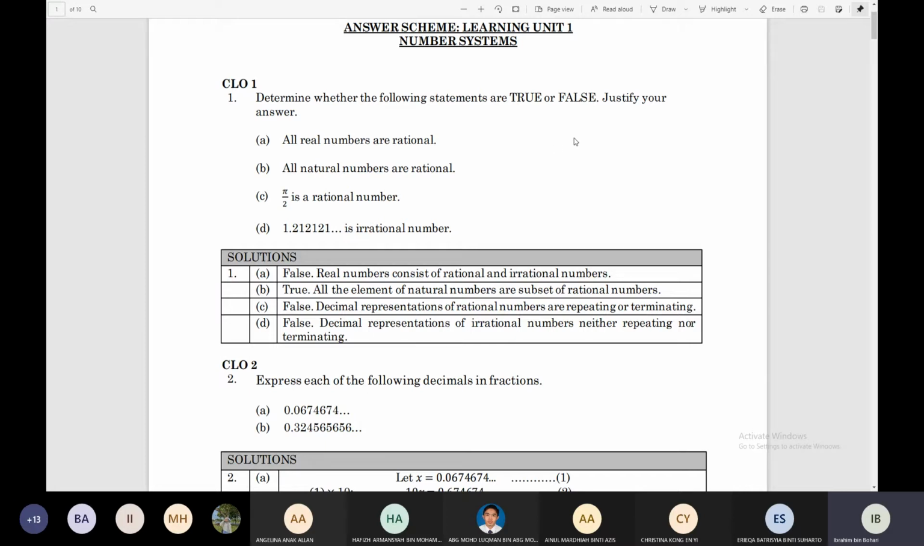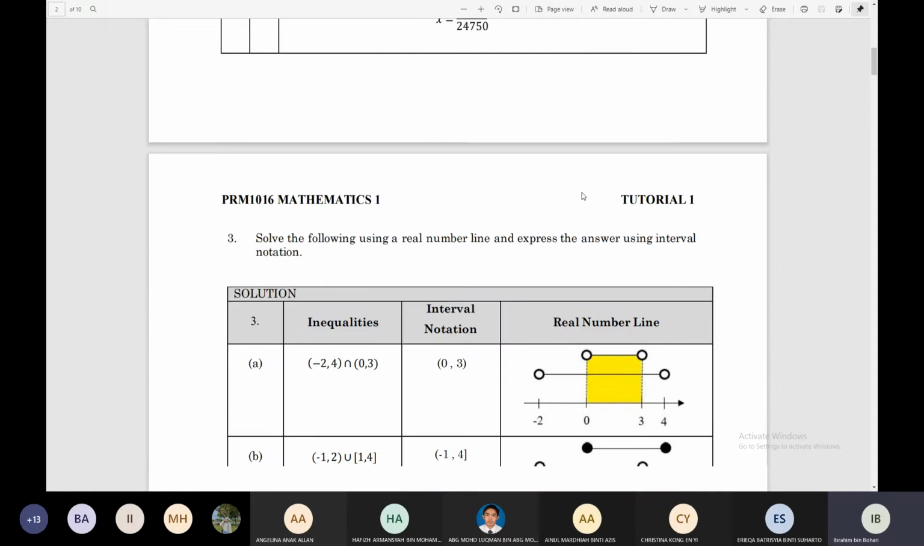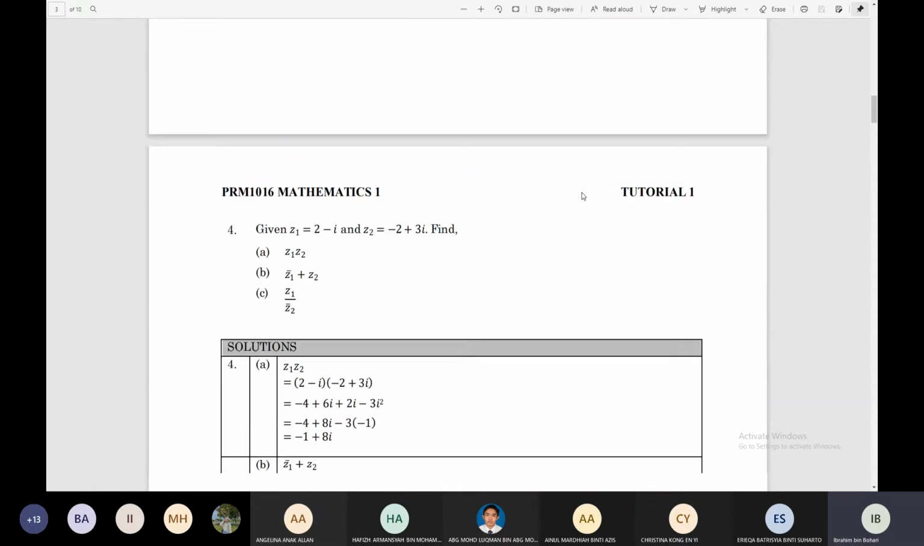Question 1 to question 10. Question 1, then question 2 and question 3. Question 4 first.